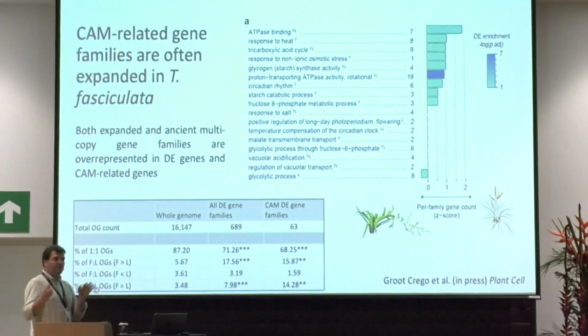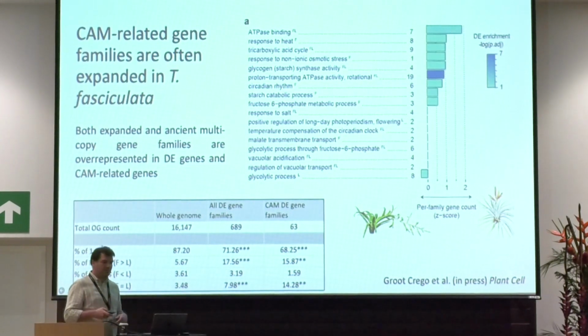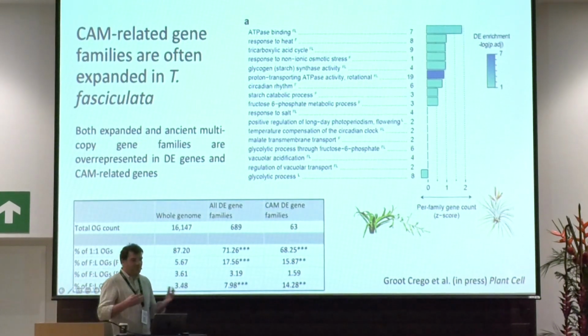Those represent an ancient duplication which predates the divergence between the two species. So we can conclude that both expanded and ancient multi-copy gene families appear to be linked to differential expression and also to the CAM phenotype.